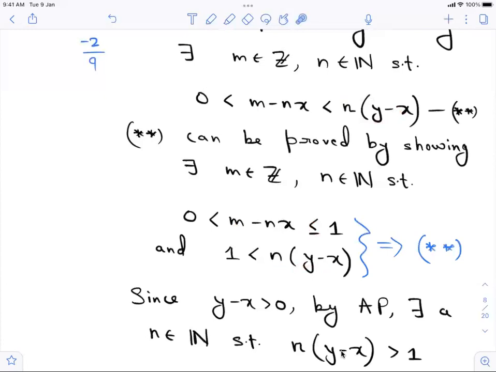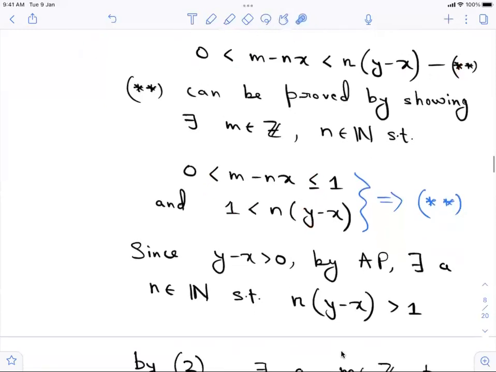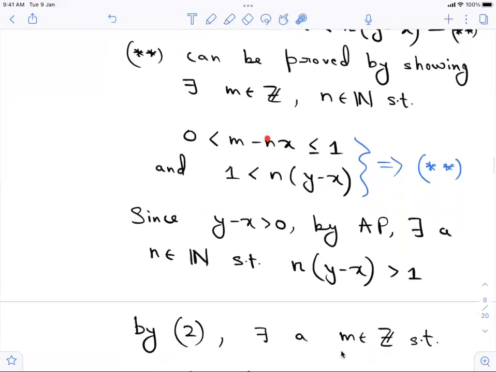So n into y minus x is strictly bigger than 1, and 1 is bigger than or equal to m minus nx. So m minus nx is strictly less than n into y minus x, and m minus nx is positive. These two together will imply double star. So all I have to do is find integers m and n such that these two hold. Now you can see how the Archimedean property is coming into this picture.